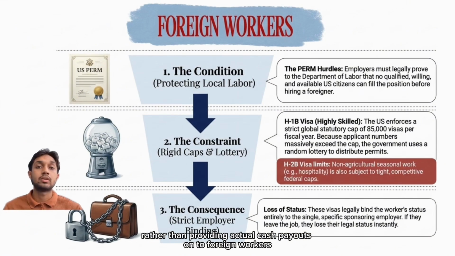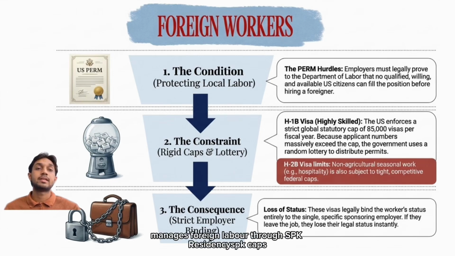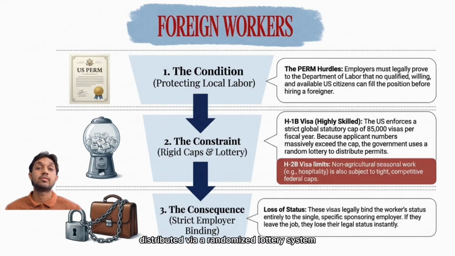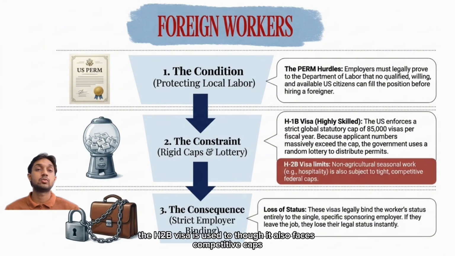On to foreign workers. The US manages foreign labor through rigid statutory caps. For highly skilled professionals, there is a global limit of only 85,000 H-1B visas per year, distributed via a randomized lottery system because demand always exceeds supply. For seasonal work like hospitality, the H-2B visa is used, though it also faces competitive caps.